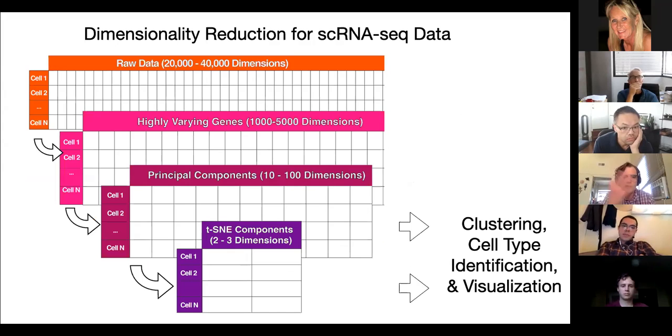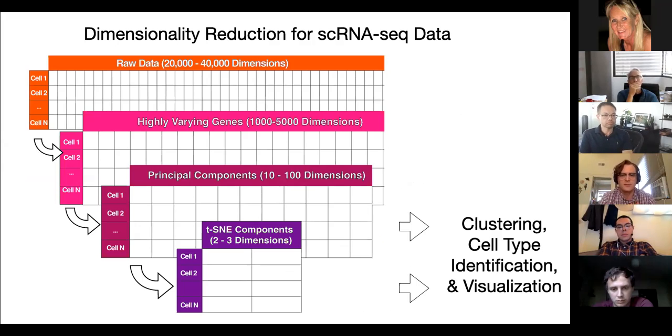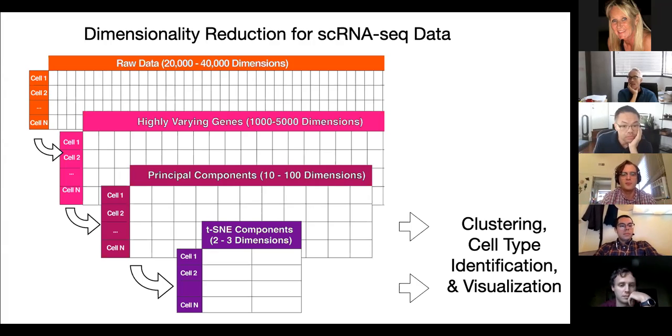And so what's usually done with this type of data is that the raw data measures all the genes and all the cells. You usually have thousands or millions of cells, and depending on the model organism, you have 20,000, 40,000 genes. What's usually done is highly varying genes are selected first, and those are the genes that vary the most, and we make the assumption that those are the most important. Then principal component analysis is done on that set of highly varying genes. And then finally, a nonlinear dimensionality reduction is done to visualize.